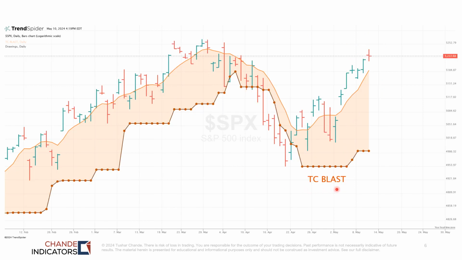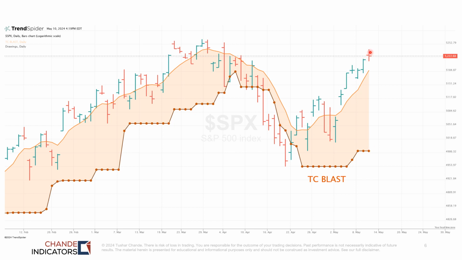This is the TC Blast indicator, which is buy low with an adaptive stop. It's a counter trend entry idea. Market is weak, then we had a rebound. This was the trigger line. Closes above the trigger line generally give us an entry point. This is a trailing stop.